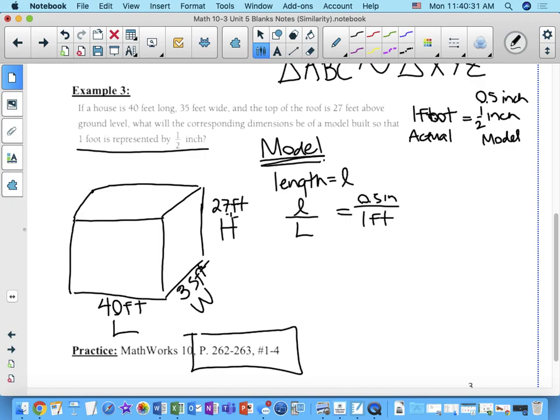Now what I need to do, though, is fill in the actual length, which is 40 feet. So this is going to become length over 40 equals 0.5 over 1, because my actual length is 40.